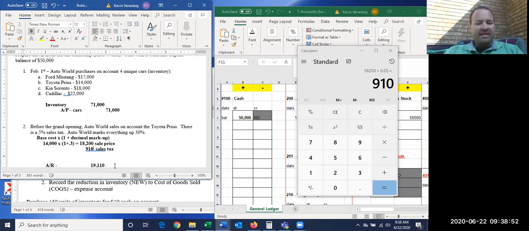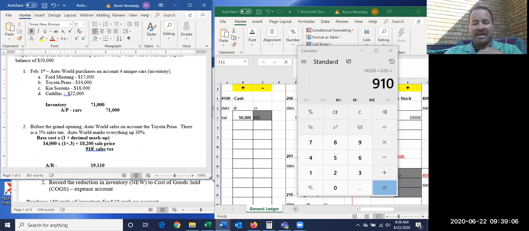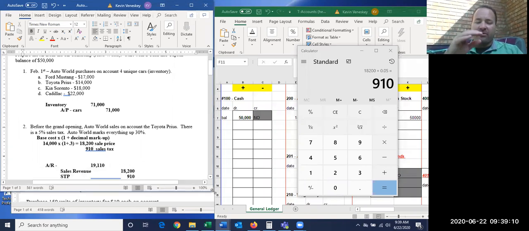Now, where did that 19,110 come from? Well, that's what my work up here was for. All of this is where the 19,110 came from. So my credit is my sales revenue. That's how much I get to keep as the seller. And then for the rest, I have a new account called Sales Tax Payable, or STP. Sales Tax Payable, like accounts payable, just naming it what it is, sales tax.